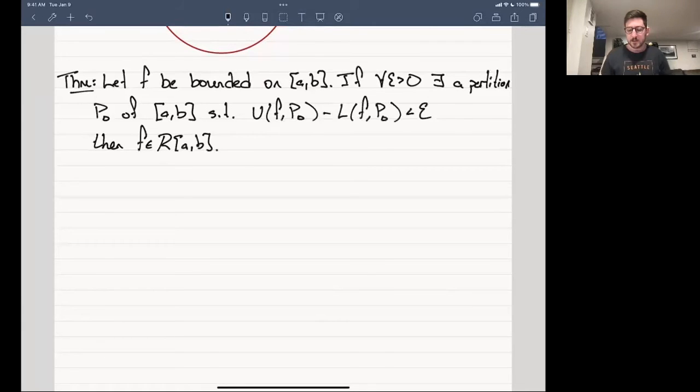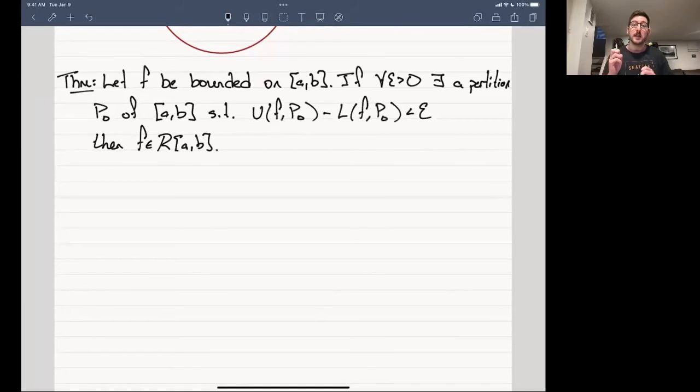Okay, so look at what this says. It says that if I pick a really, really small number, whatever it happens to be, as long as it's positive, 10 to the minus 100, that could be my epsilon. Well, then if you can find me a partition that puts the upper sum and the lower sum within epsilon of each other, then this thing is going to be Riemann integrable.